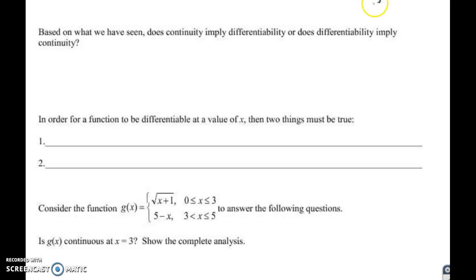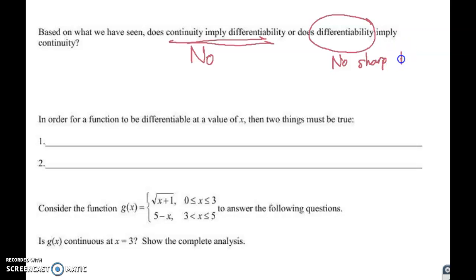But, so does continuity imply differentiability? No. So the thing is, if something is differentiable, that means that it's a smooth curve. In other words, there are no sharp turns. You know, there are no vertical tangents. I'm trying to think of anything else off the top of my head.